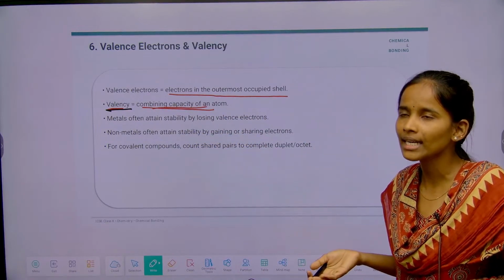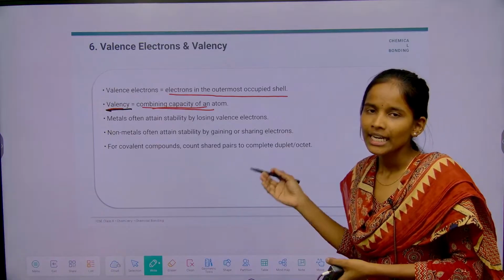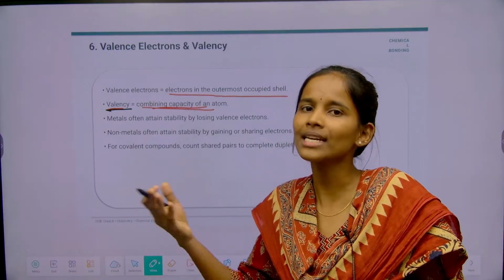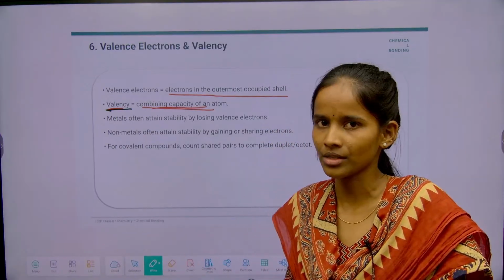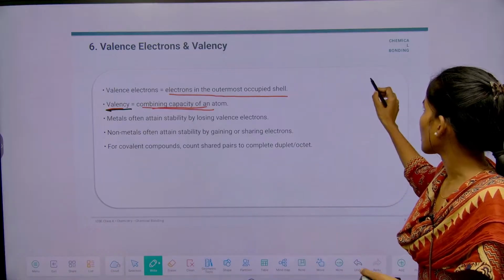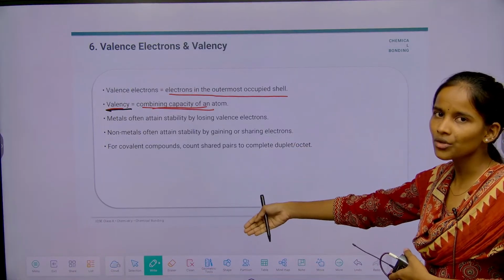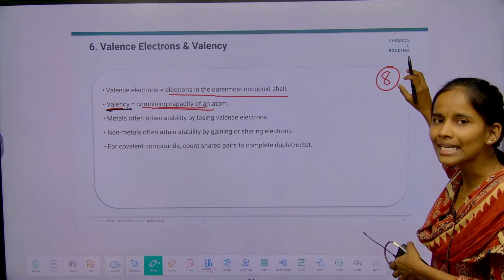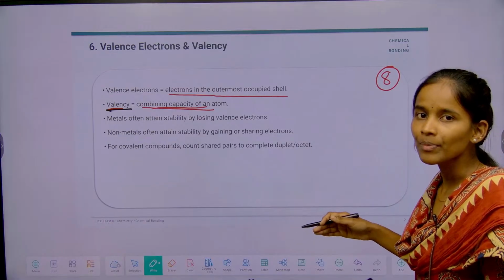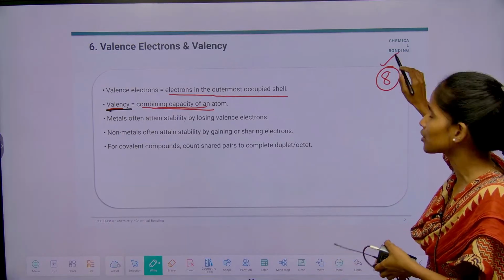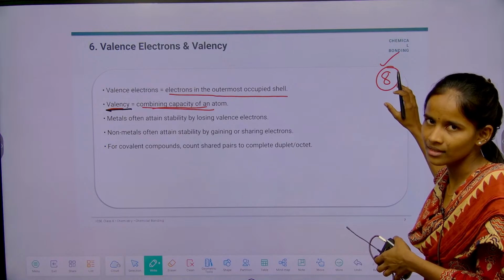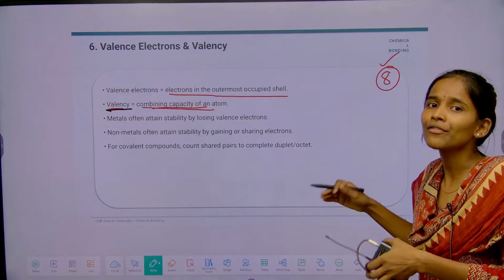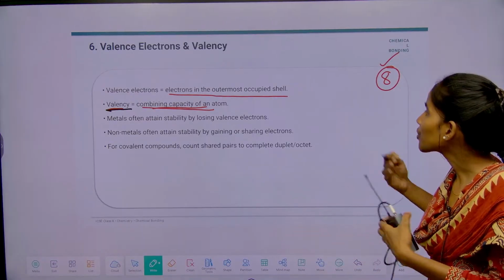What is combining capacity? Just now we discussed that if an atom has an excess or a smaller number of electrons than the sufficient number in the outermost shell, we have the duplet and octet rules. If the valence shell has fewer than 8 electrons, then in order to get stability, which needs 8 electrons in the valence shell, the atom will try to gain electrons from another atom.